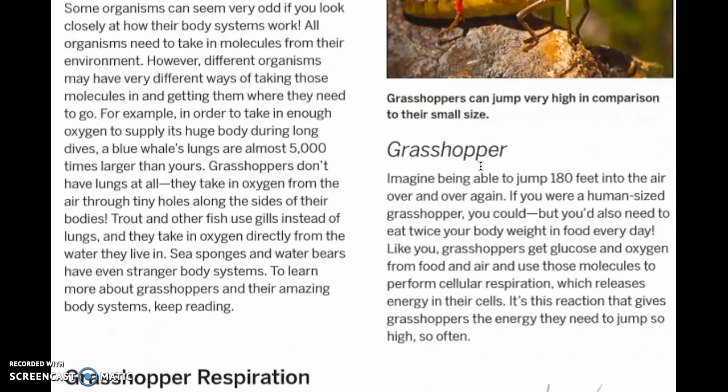I wonder how those affect the way that the grasshopper jumps. All right, so the grasshopper. Imagine being able to jump 180 feet into the air over and over again. If you were a human-sized grasshopper, you could. But you'd also need to eat twice your body weight in food every day. Like you, grasshoppers get glucose and oxygen from food and air and use those molecules to perform cellular respiration, which releases energy in their cells. So I know that I need energy to be able to move. It's this reaction that gives grasshoppers the energy they need to jump so high so often.